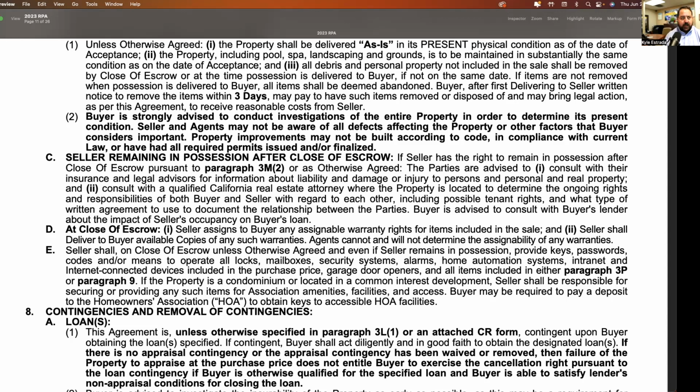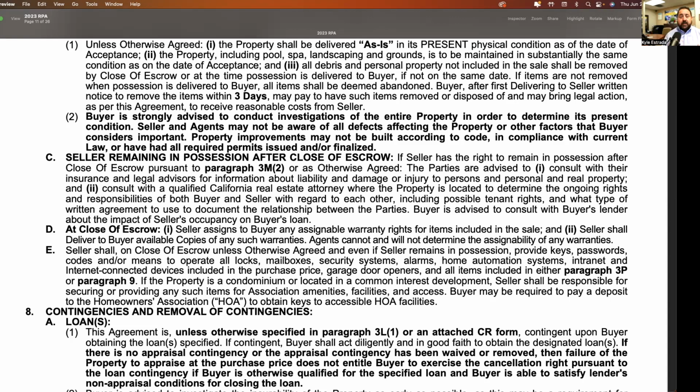So let's talk about sellers remaining in possession. If the seller has the right to remain in possession after close of escrow, the parties are advised to consult with their insurance and legal advisors for information about liability and damage or injury to persons and personal and real property. Consult with a qualified real estate attorney where the property is located to determine the ongoing rights and responsibilities of both buyer and seller with regard to each other, including possible tenant rights and what type of written agreement to use to document the relationship between the parties. Buyer is advised to consult with buyer's lender about the impact of seller's occupancy on buyer's loan.